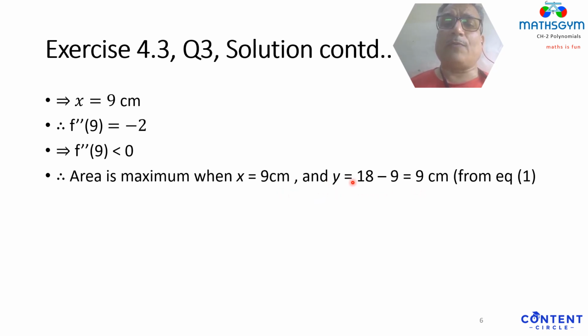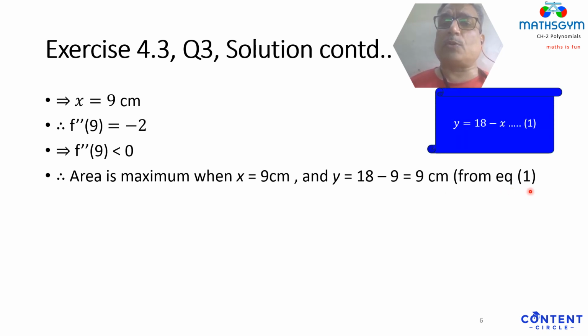And where have we got it from? We have got it from equation number 1. Equation 1 is just reproduced here for you to recollect: y is equal to 18 minus x. In that, we have put in the value of x is equal to 9 and the value of y has come out to be 9. Now there is something remarkable which you are seeing. x is 9 and y also is 9 centimeter.